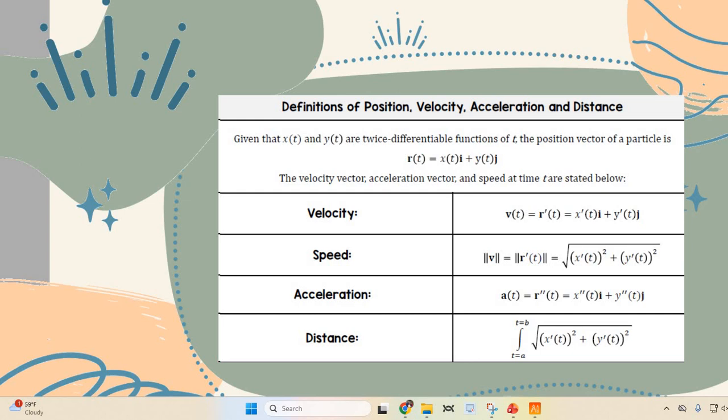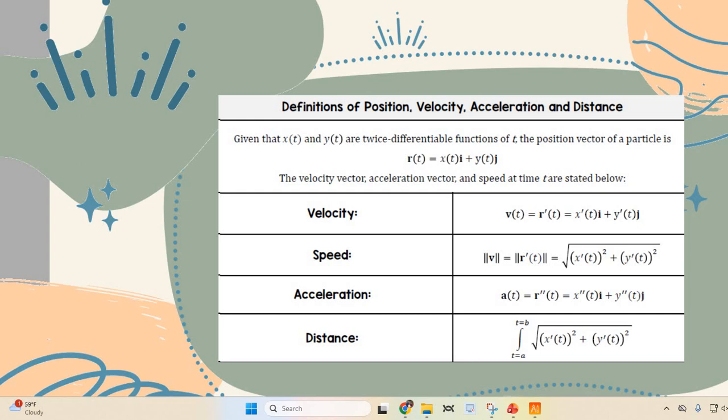So like our velocity, if this is my original function, I'm just gonna take the derivative. But again, we have two different parts, so we have to take the derivative of those separately. Your speed, do we remember what the double lines mean? Magnitude. So speed is equal to the magnitude of velocity, which is also the magnitude of our original derivative.